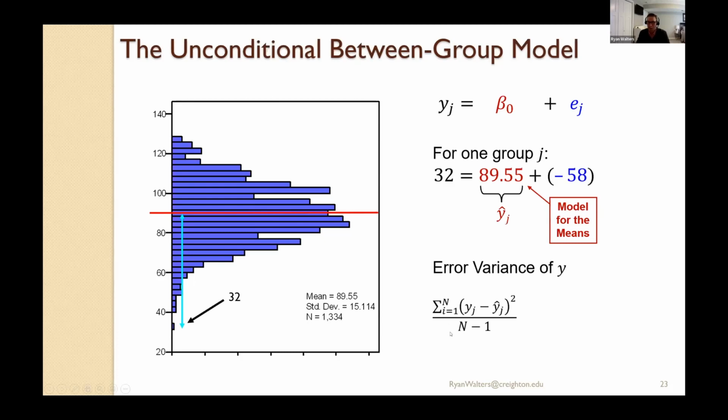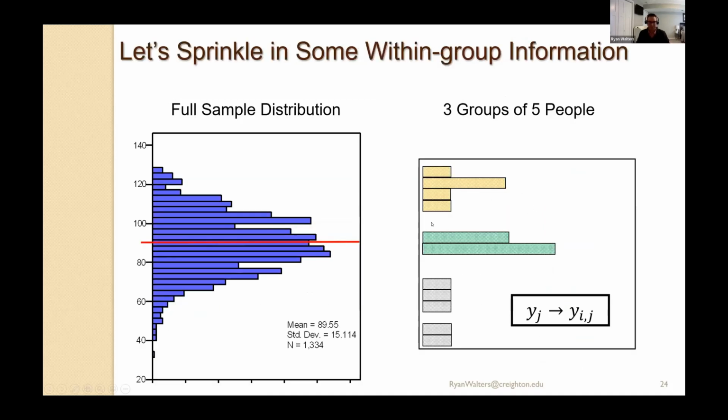And we're going to divide by n-1 to get our residual variance. In this case, it's 228.43. Okay. So again, the model for the mean is going to provide a fixed intercept, and a residual variance in the model for the variance. That's it.